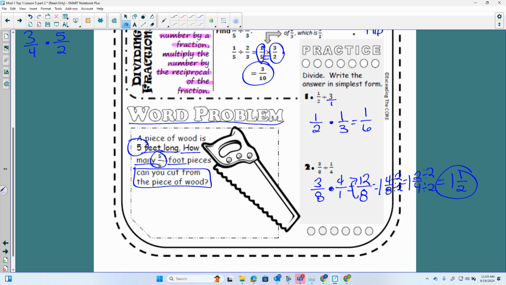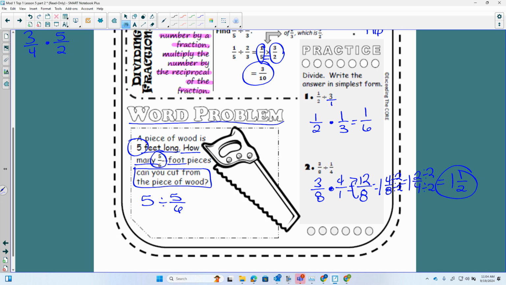So what am I doing? I am dividing the 5 feet of wood into 5/6 pieces. Ask yourself when you're working these out, what are you dividing? If we're talking about people, you're not going to want to cut them in pieces. So you got to know what you're dividing. Got it?